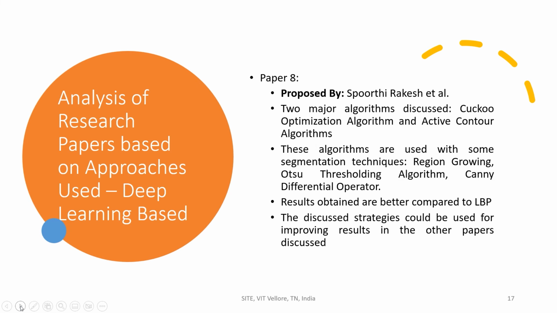Now, moving on to the next paper proposed by Spurti, Rakesh, and the team. This paper discussed two major algorithms, which are the cuckoo optimization algorithm and the active contour algorithm. Now, the cuckoo optimization algorithm is used for continuous nonlinear optimization, and the active contour algorithm is a segmentation algorithm, which uses the energy forces and the constraints to separate the pixels of interest from a picture for further processing and analysis.